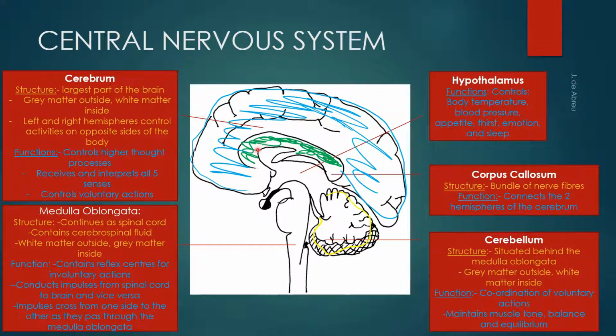So this bundle of nerve fibers is what connects the 2 hemispheres. Then we have the medulla oblongata. They also like asking you to label this in exams, and they like tricking you or catching you out by putting a label here. The medulla oblongata stops here and starts here.